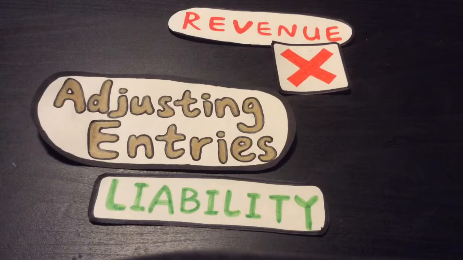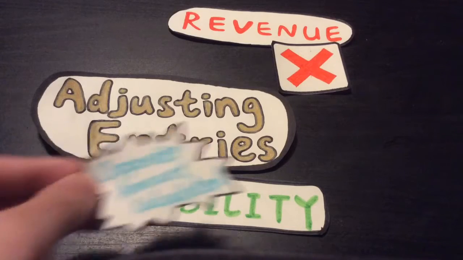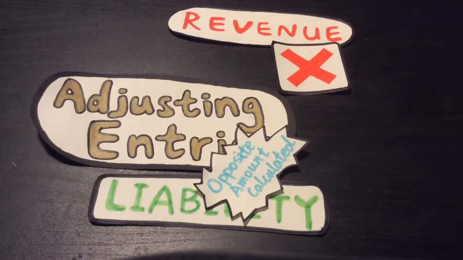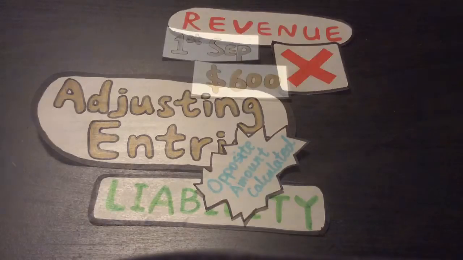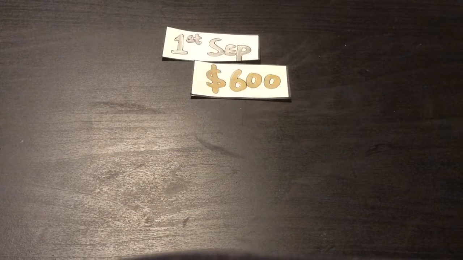However, if the credit was wrongly recorded as a revenue in the journal entry, then the adjusting entry will decrease revenue and increase liability by the opposite amount calculated. This shows the amount of revenue earned and the amount of money the business has yet to earn. Suppose the same company was paid $600 on the 1st September to provide service for the next 3 months. If the company recorded $600 as revenue originally, then at the end of September, the adjusting entry will look like this.